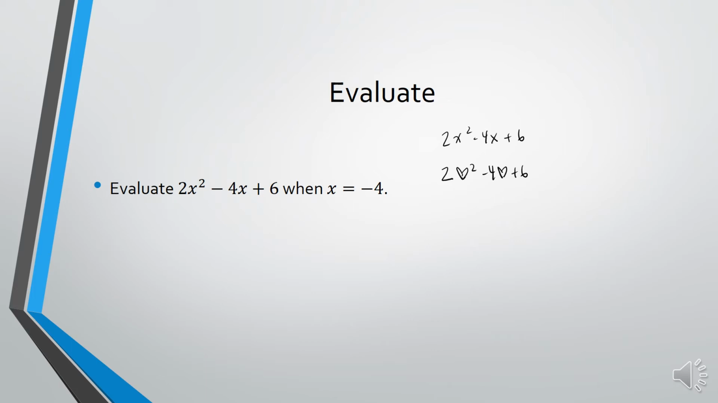This heart is just your placeholder. So if we're trying to evaluate this when x is equal to negative 4, or when the heart is equal to negative 4, everywhere I see that placeholder, I'm going to replace it with negative 4. So it'll be 2 times negative 4 squared minus 4 times negative 4, and then plus 6. Negative 4 squared is a positive 16, so 2 times 16. And then negative 4 times negative 4 is a positive 16, and then plus 6. 2 times 16 is 32, and then 16 plus 6 is 22, so it looks like we get 54 once we evaluate this.